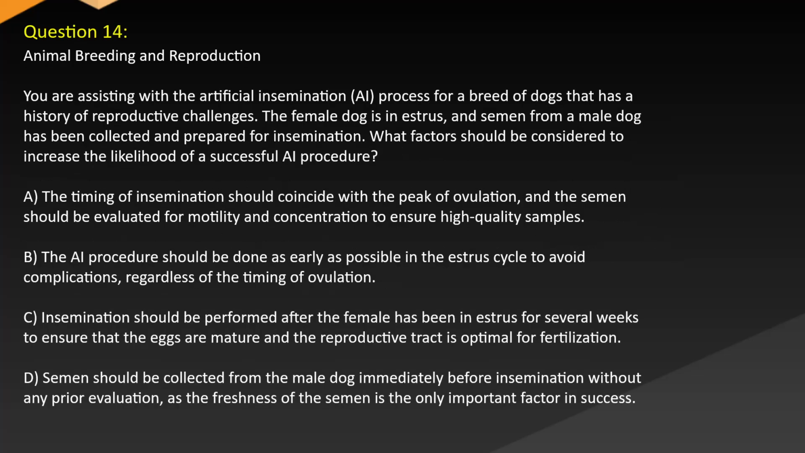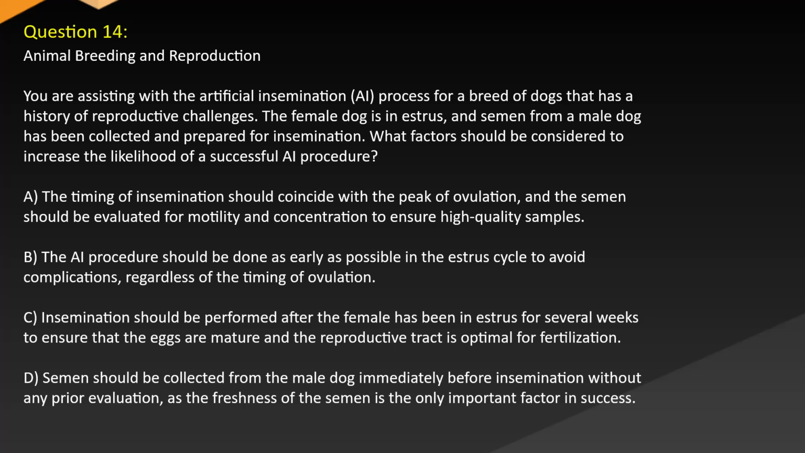Question 14. Animal breeding and reproduction. You are assisting with the artificial insemination (AI) process for a breed of dogs that has a history of reproductive challenges. The female dog is in estrus and semen from a male dog has been collected and prepared for insemination. What factors should be considered to increase the likelihood of a successful AI procedure? A. The timing of insemination should coincide with the peak of ovulation, and the semen should be evaluated for motility and concentration to ensure high-quality samples.